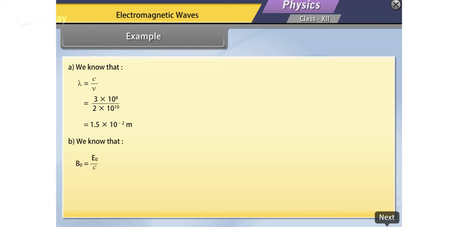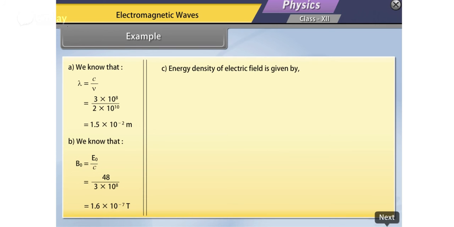We know that B naught is equal to E naught upon c. By putting and calculating the values, we get the amplitude of the magnetic field, which is equal to 1.6 × 10^-7 Tesla.